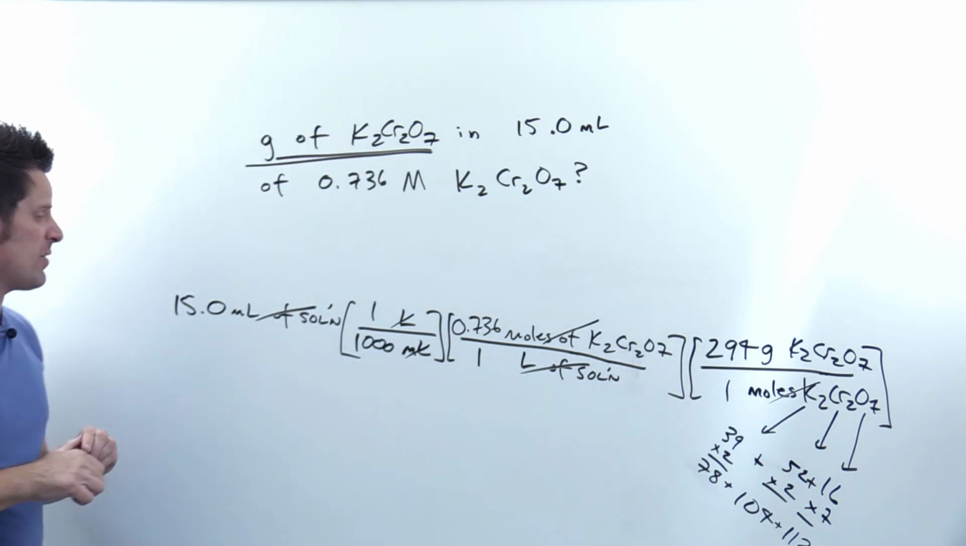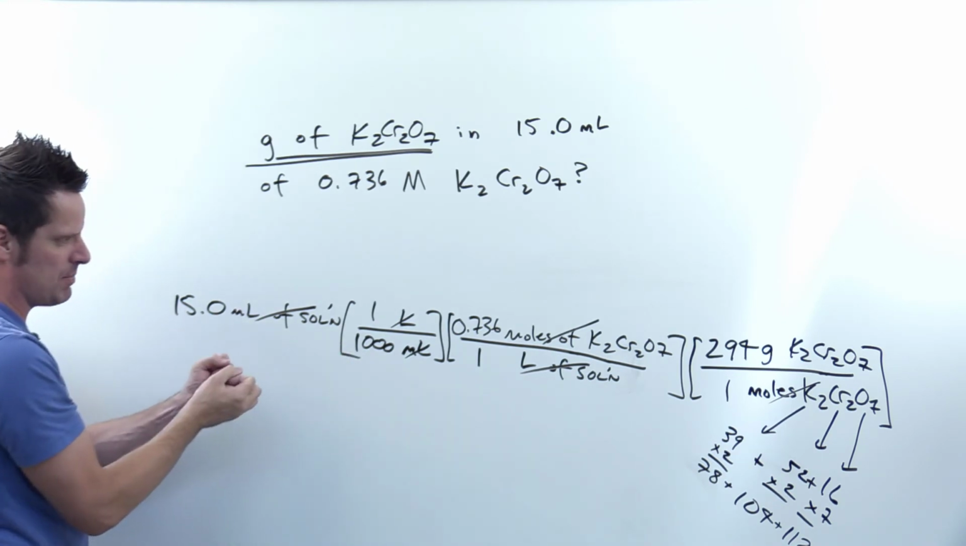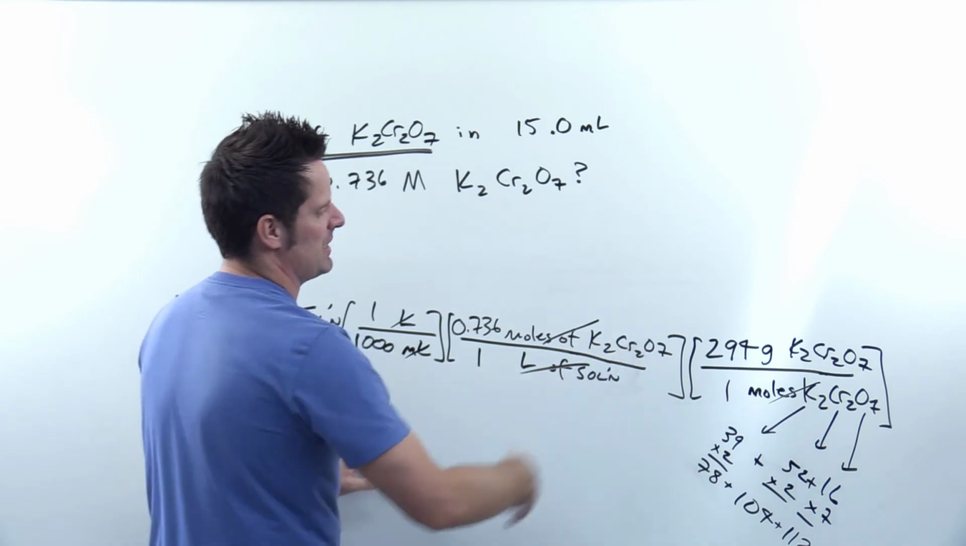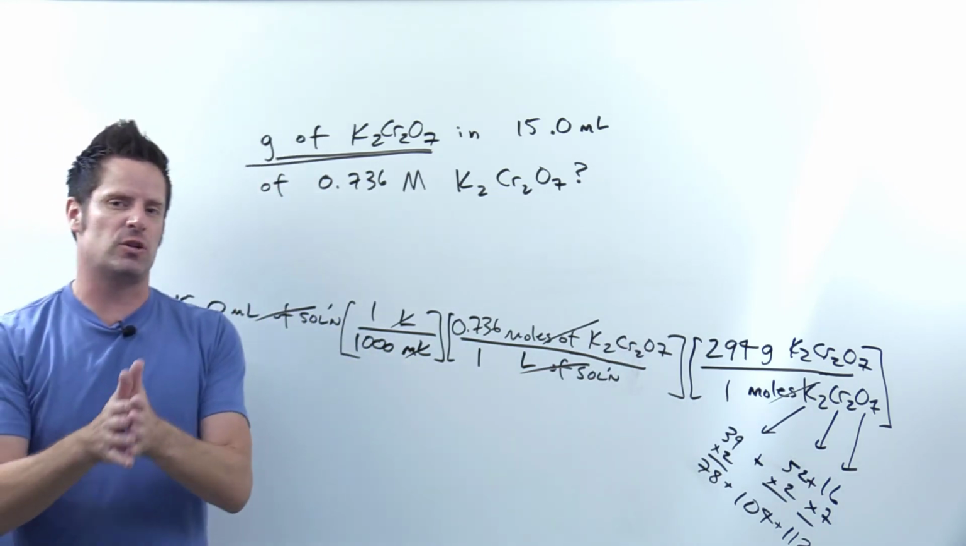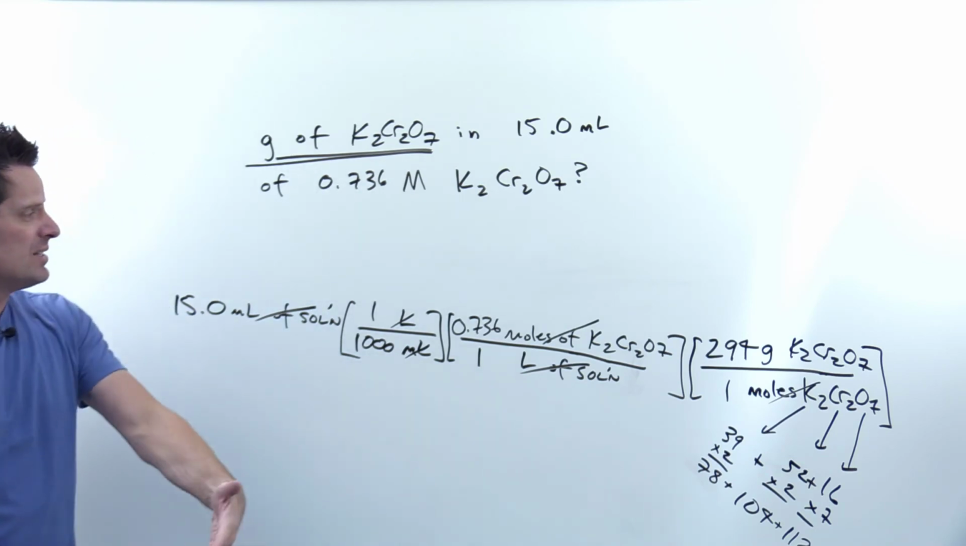Now I'll let you figure out the rest of it. The rest of it's just plug and chug on your calculator. 15 divided by 1,000, get a number. Take that number, times it by 0.736, get a number. Take that, times it by 294, and then make sure that your final answer is rounded to the correct number of significant figures according to our sig fig rules, and that's pretty much it.